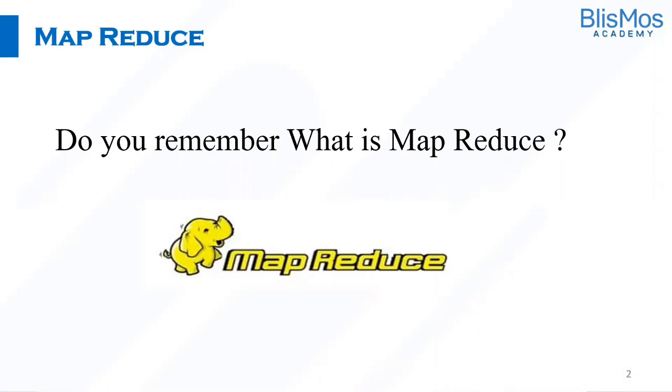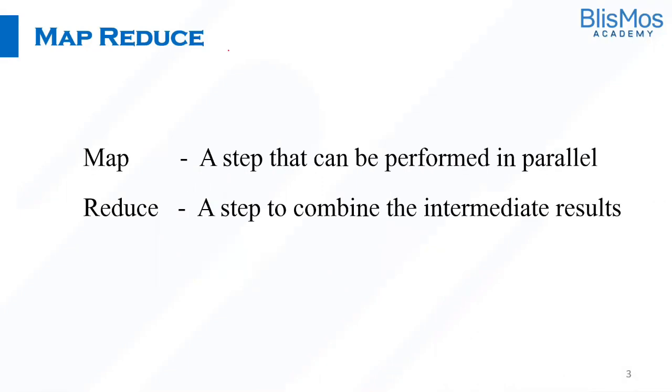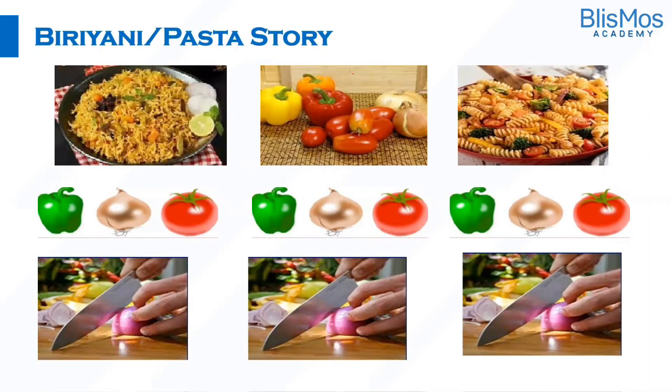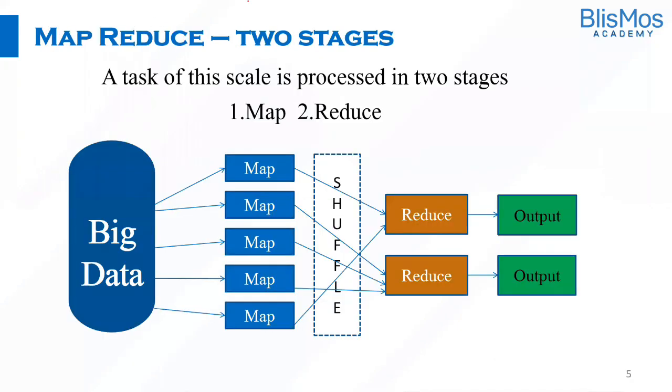We understood MapReduce. What is MapReduce? MapReduce is a programming model for distributed processing which has a map step and a reduce step. We understood this through a story of biryani and pasta, and also we understood we have the map phase, shuffle and sort, and reducers. We can have combiners in between mapper and reducer to improve the parallelism and all these things.